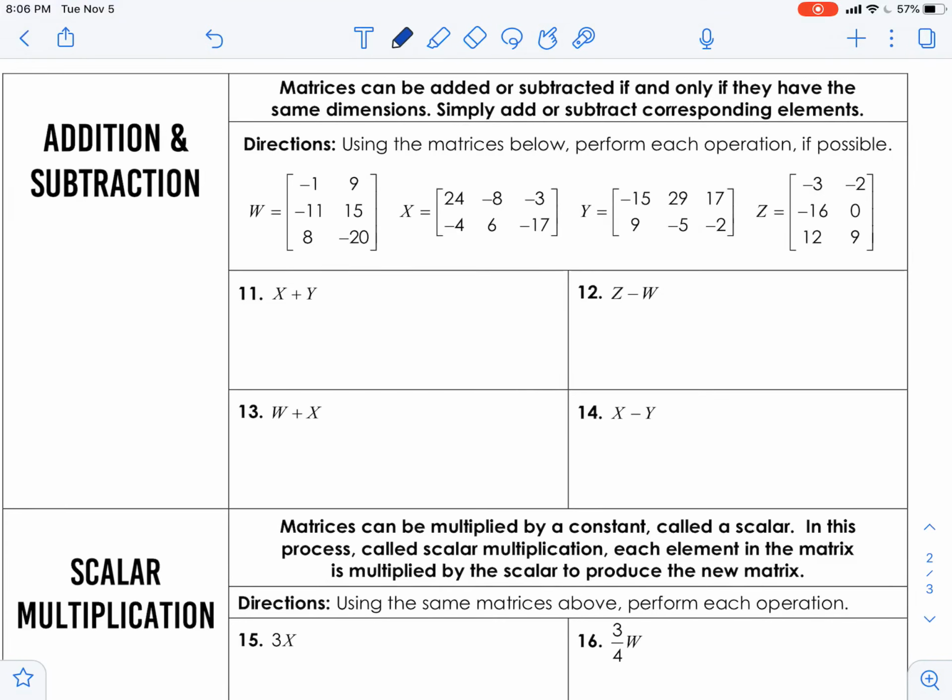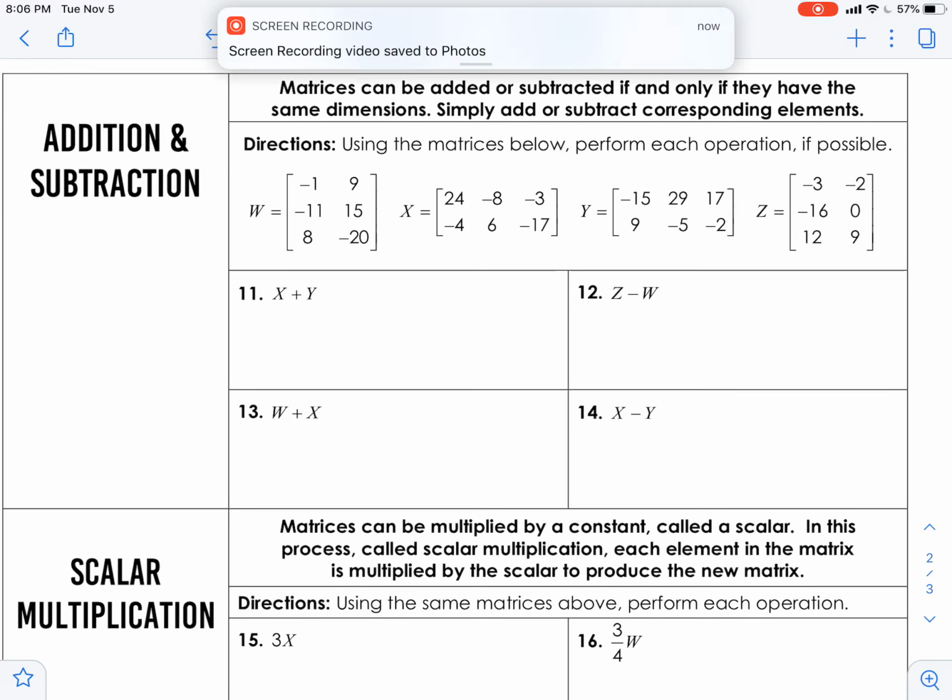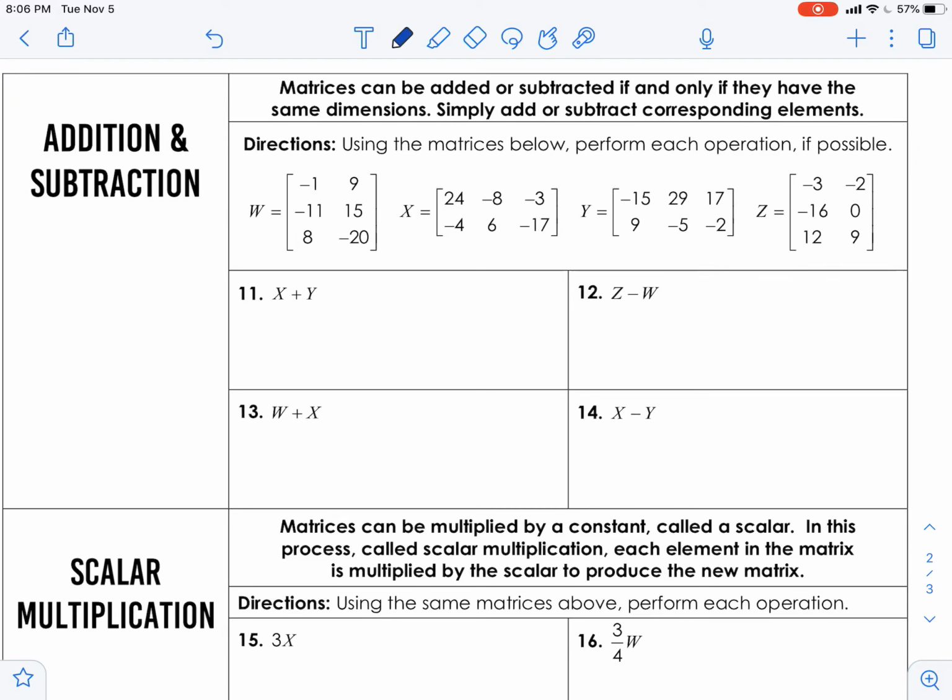Okay, so welcome back. So we talked about what a matrix was, how to find the dimensions of a matrix, what made equal matrices, and the special matrices. So now we're going to look at operations with matrices. And the first ones that we want to do is we want to add or subtract matrices, okay?